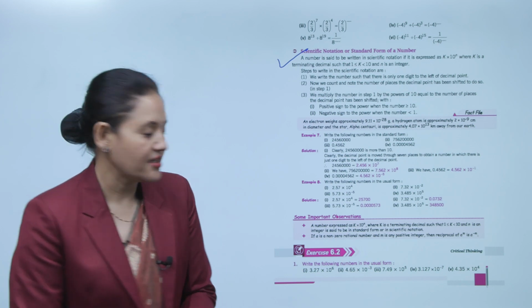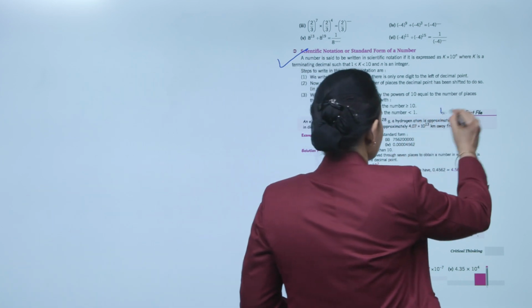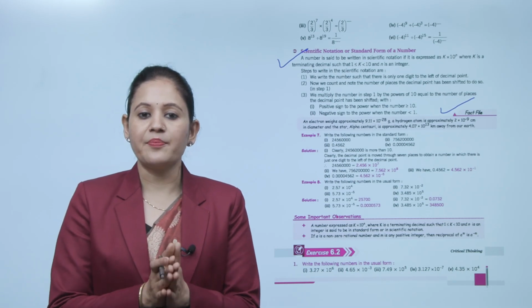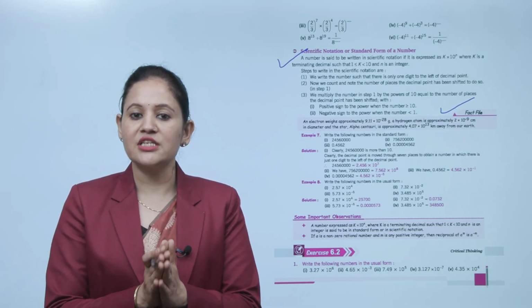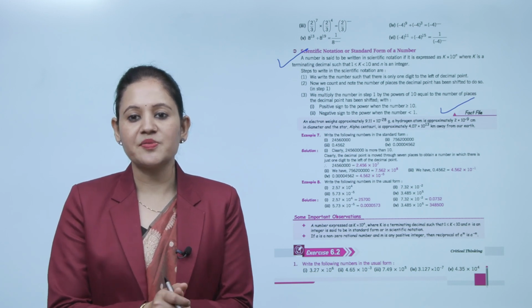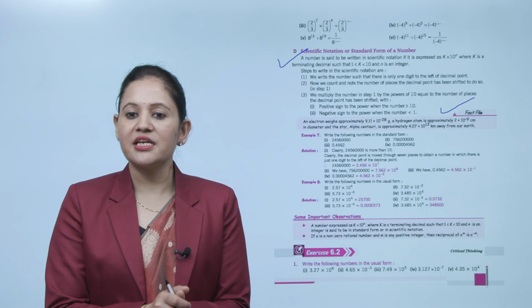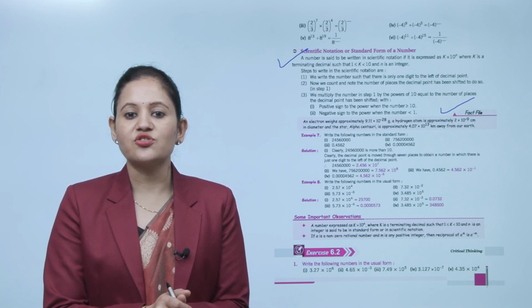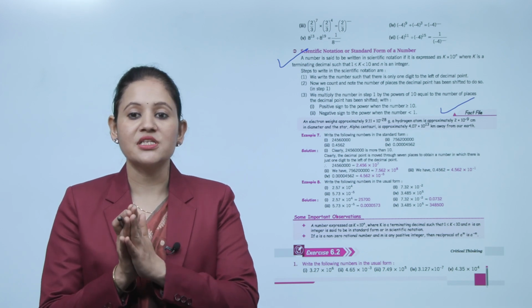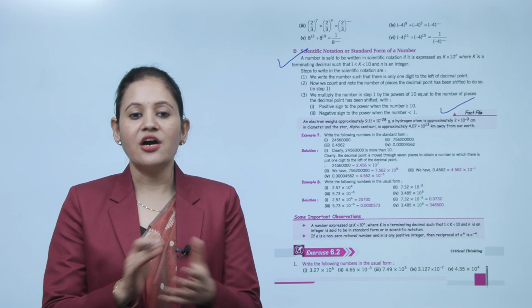Next is the fact file. An electron weighs approximately 9.11 into 10 to the power minus 28 gram. A hydrogen atom is approximately 2 into 10 to the power minus 9 centimeter in diameter, and the star Alpha Centauri is approximately 4.07 into 10 to the power 13 kilometer away from our Earth. Now we'll take an example.